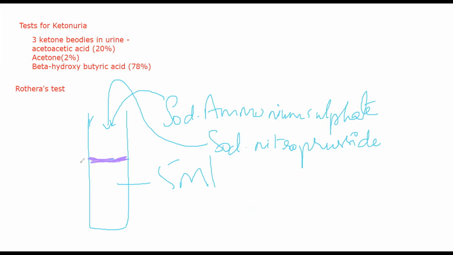Okay, that purple colored ring indicates that there are ketones present inside the patient's urine. I'll repeat once again. You are taking a test tube. In that, you are pouring 5 ml of the patient's urine sample. You are testing for ketones.